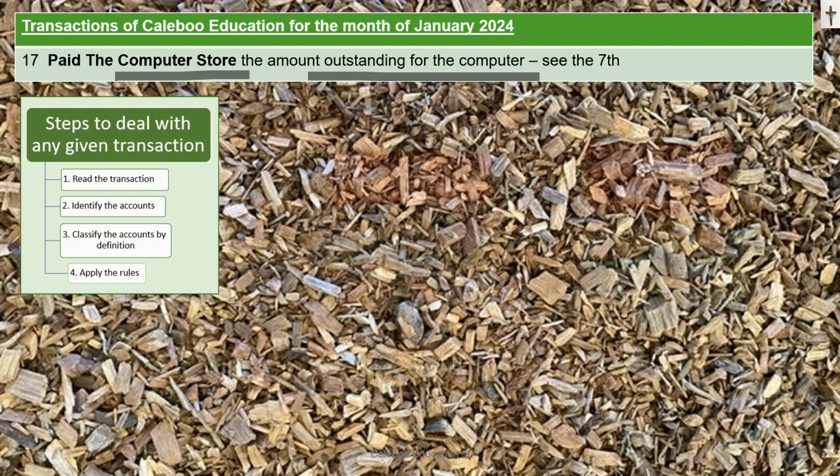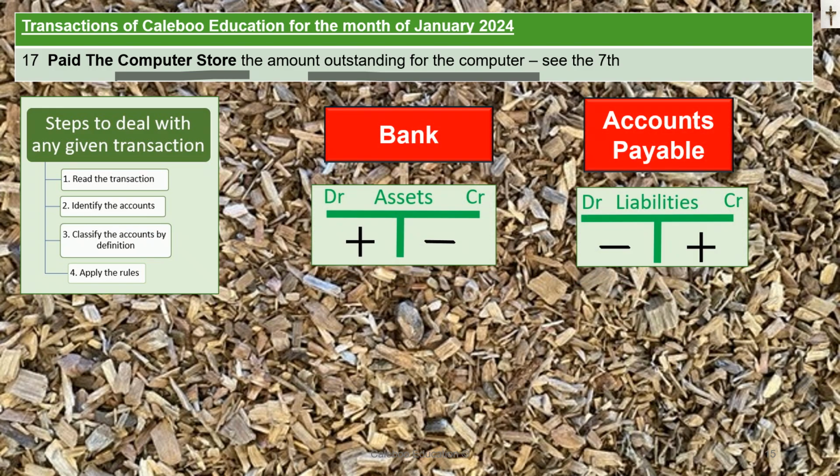Let me show you what that means. In accounts payable at the moment, it says that we owe 12,000 Rand because originally we credited accounts payable with 12,000 because we bought it on credit. So we're owing this computer store 12,000 Rand. We are paying now. So our bank balance has decreased. Bank must get credited. Our liability has decreased. And we pay that 12,000 Rand. And now the account will get debited.